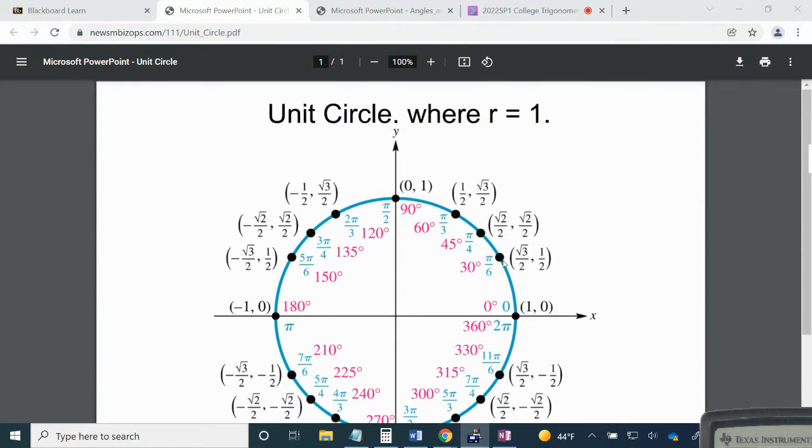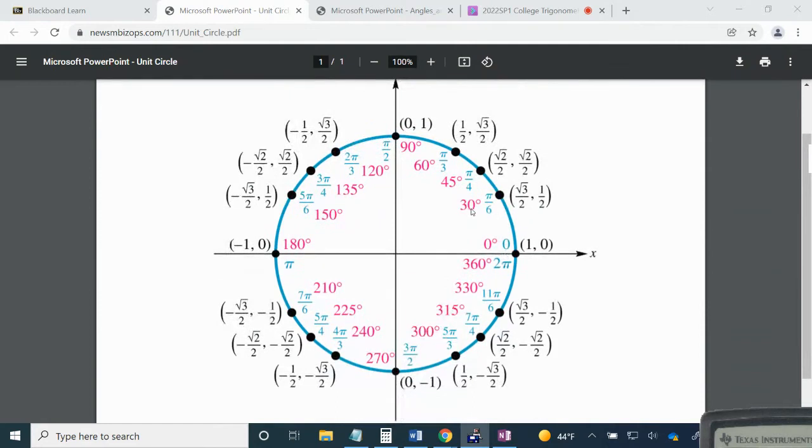Now you're going to notice a couple of things on this unit circle. You notice the degree measures, right? For example, and I can't actually write on this slide, but let's say we have our first angle and it starts at the positive x-axis, so we would have an initial side at 0. And then let's say for 30 degrees, we would have a terminal side at 30 degrees. Notice that 30 degrees is written as pi over 6 radians.